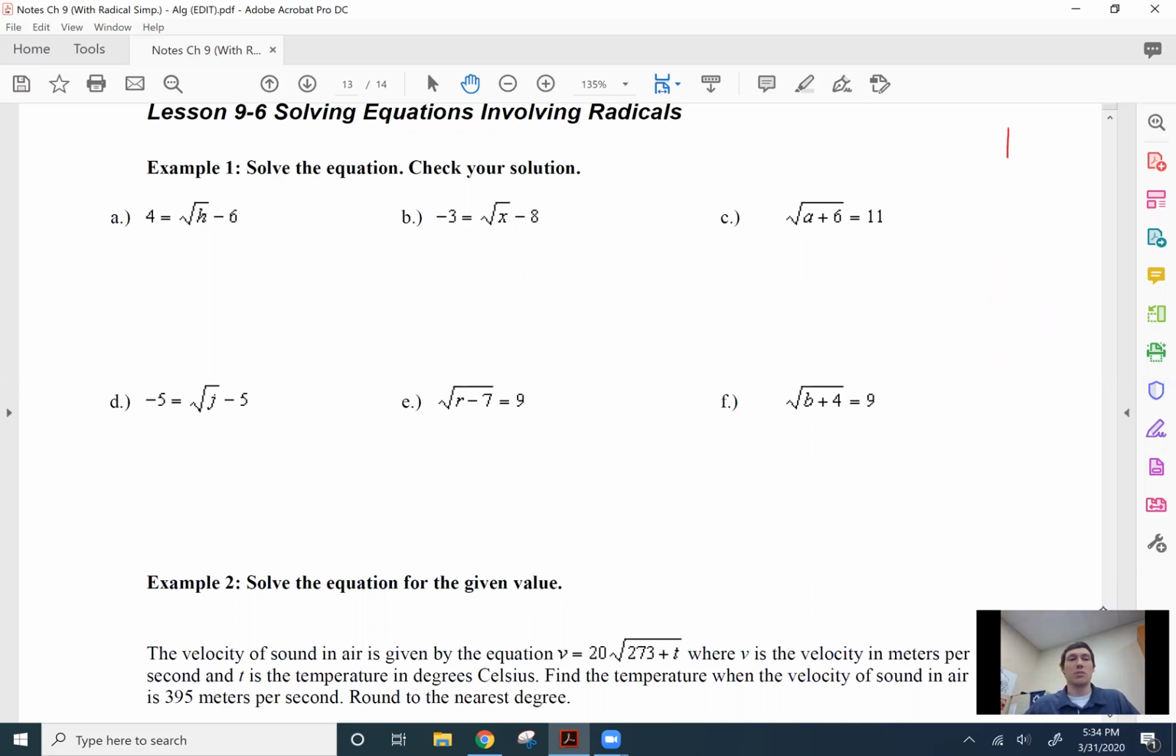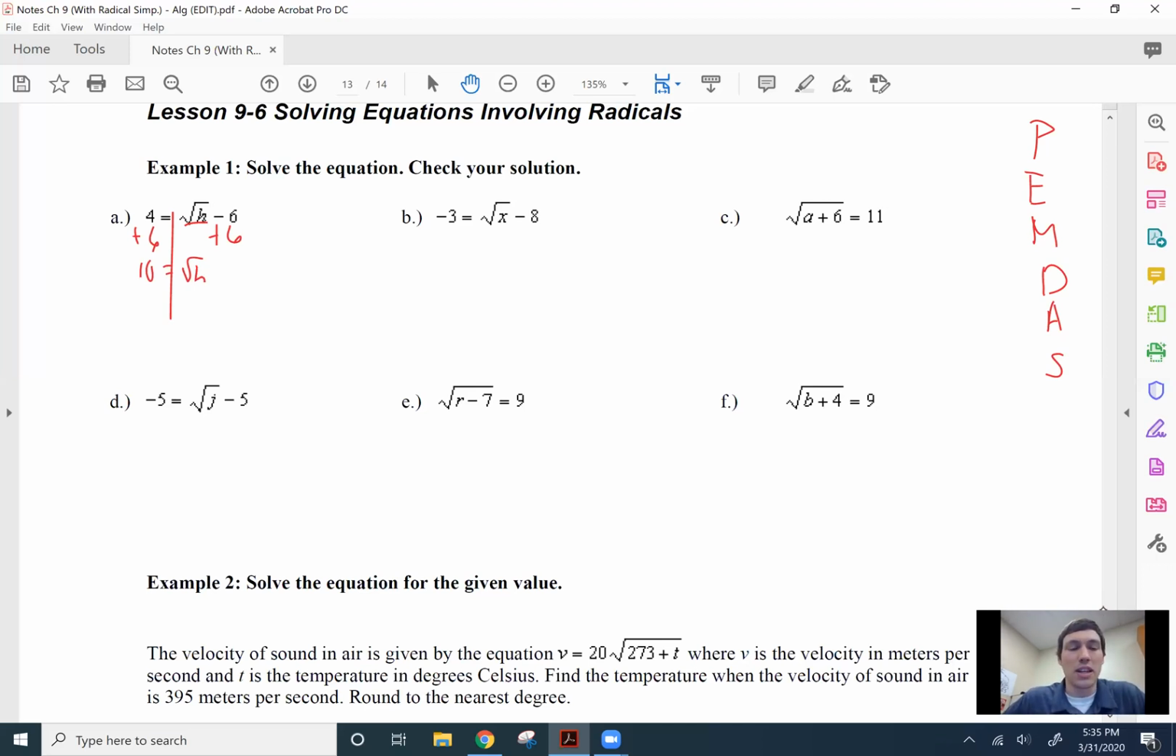So let's look at a couple examples here. In this case, we're trying to get h by itself. Right now, h is being square rooted and subtracted by 6. If it's being subtracted, the first thing we need to do is add to get rid of it. So we're going to add 6 to both sides. So I get 10 equals radical h.